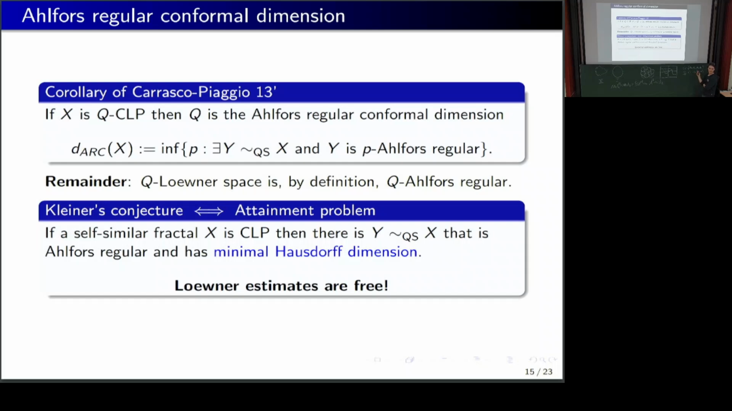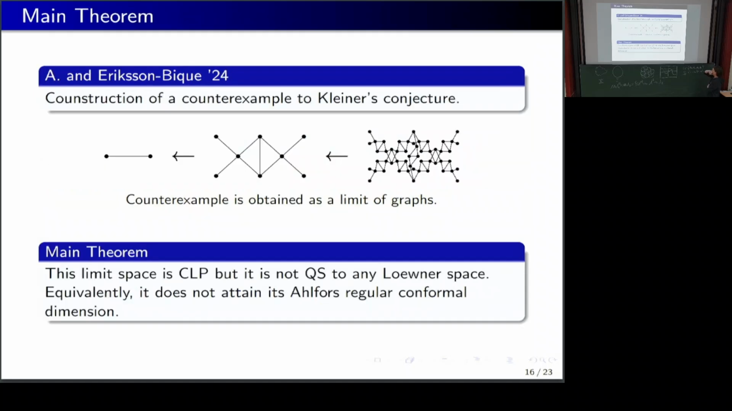So, any further questions? Sorry, but this corollary, this is true? Yeah, this is a corollary not of the conjecture. This has nothing to do with Kleiner's conjecture. It is always true. Carrasco-Piaggio's result is a characterization of the Q-Ahlfors regular conformal dimension. It says nothing about the attainment, only about what the value is. Okay. So formally, I simply erase this.